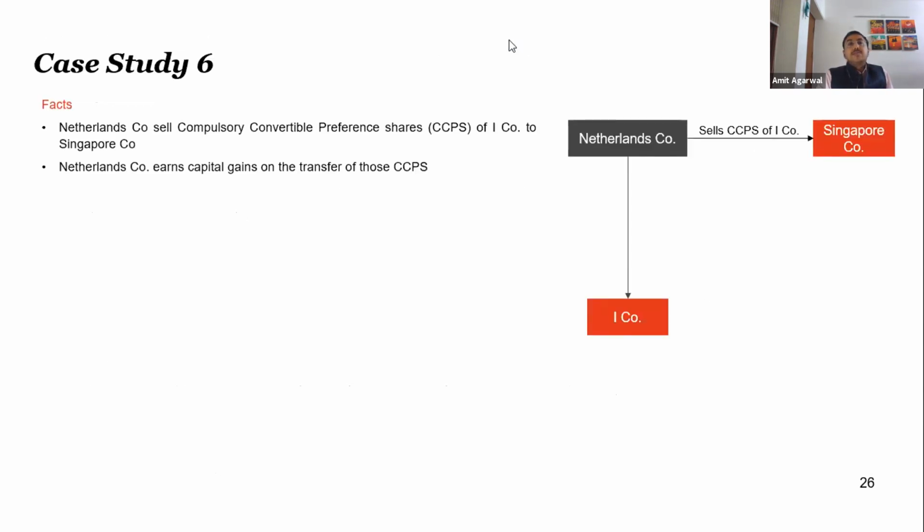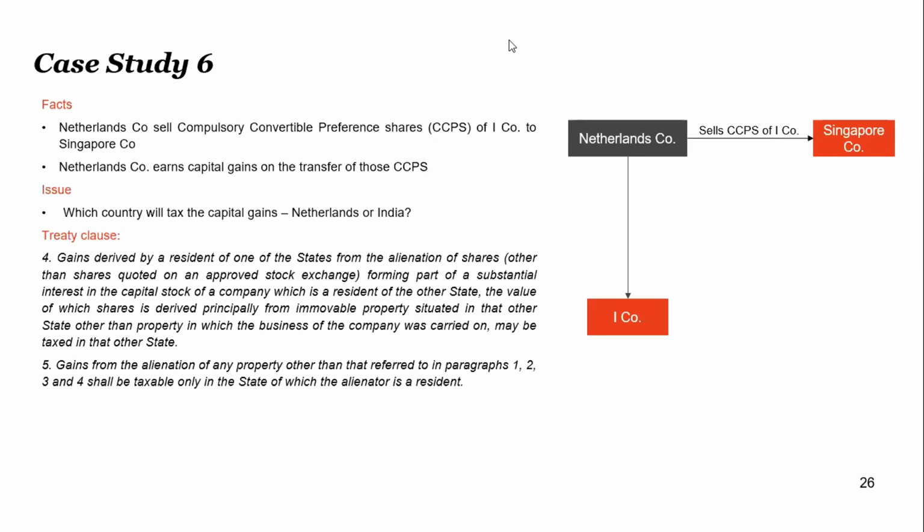Yeah, Pratik. So, just a quick case study on this. What we have considered here is a Netherlands company holding CCPS in the Indian company, and that Netherlands company is transferring those CCPS to another Singapore group company. On transfer of these CCPS to the Singapore company, would there be any capital gain implications either in India or Netherlands? And I've also tried putting in the relevant clause of the treaty.